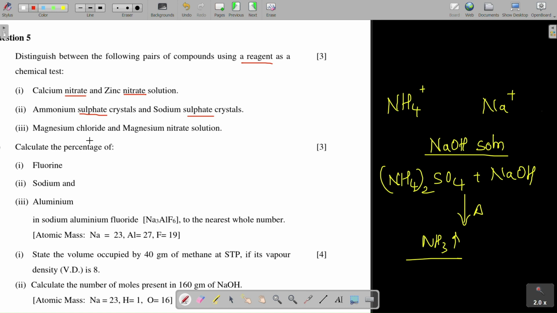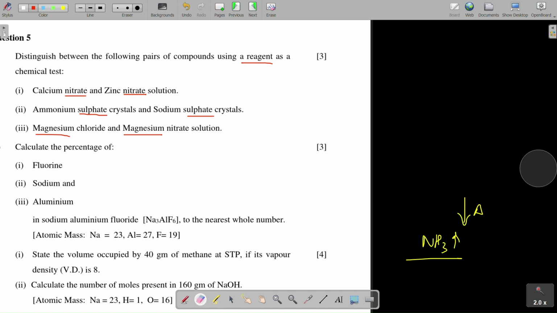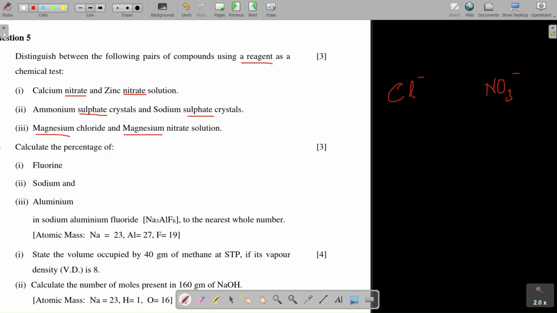Next one is magnesium chloride and magnesium nitrate. Magnesium, the cation, is common in this case, so chloride and nitrate solutions differ. In practical chemistry you have anion detection. For chloride and nitrate, take a reagent which has one of these two in common, but the other should form a precipitate. The ideal one will be silver nitrate solution.